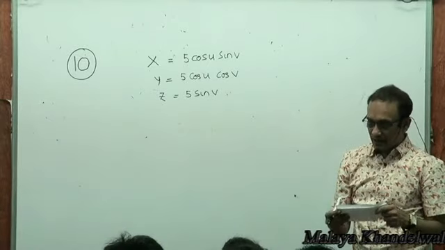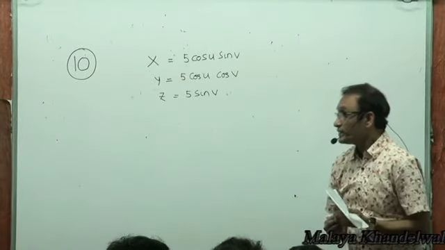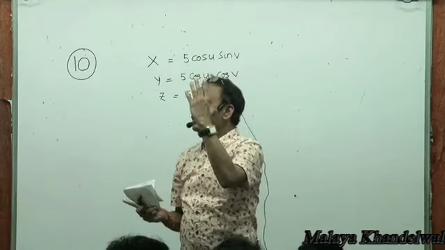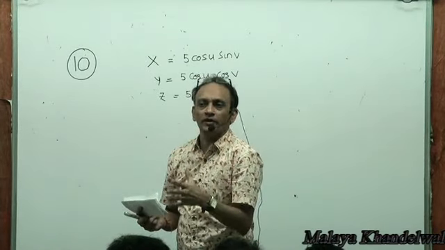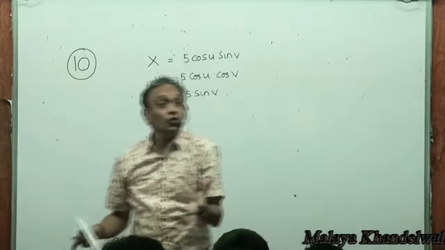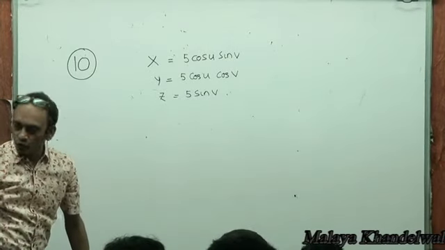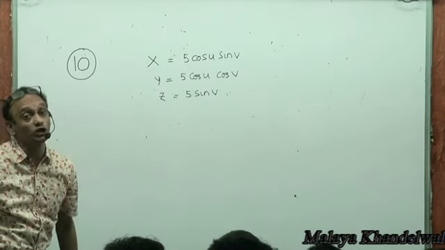And the locus described by this is at a constant distance lambda from the origin. That means x square plus y square plus z square must be a constant. What would be the locus of a point at a fixed distance from another point? Sphere. That means this x, y, z must constitute a sphere whose center is the origin. That means the distance of this x, y, z from the origin must be a constant, so x square plus y square plus z square should turn out to be a constant.